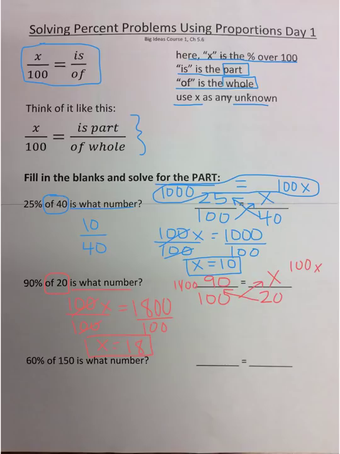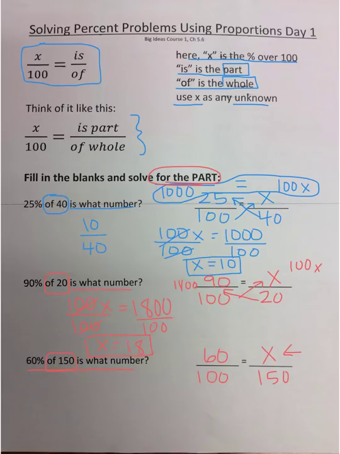Okay, let's try the third one. And these are all where you're solving for the part. So they're all going to be like this, where we know the percent. What we don't know is the part. We know the percent is 60 over 100. 60% of 150 is what number? Okay, so the of is connected to the 150. Is what number? We don't know the is, and that's why we put an x in the spot for the is, or the part.